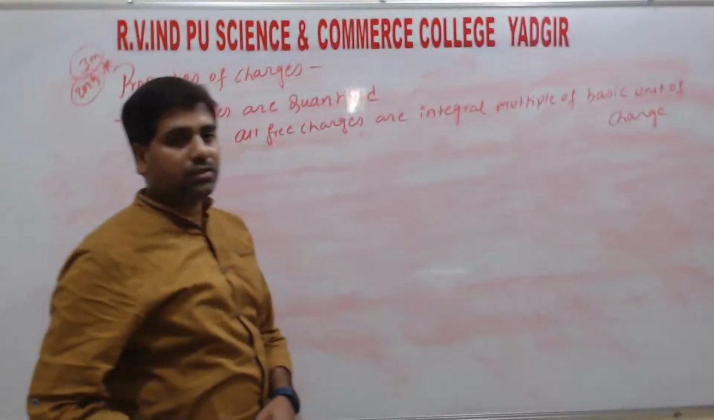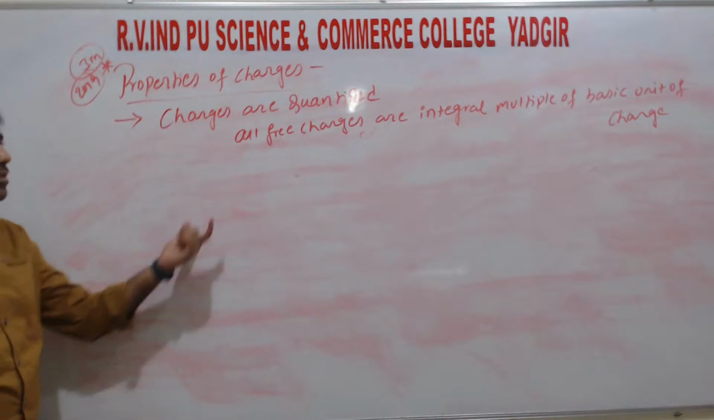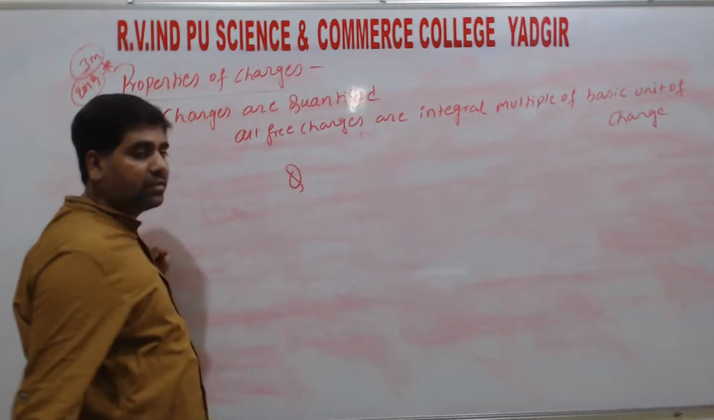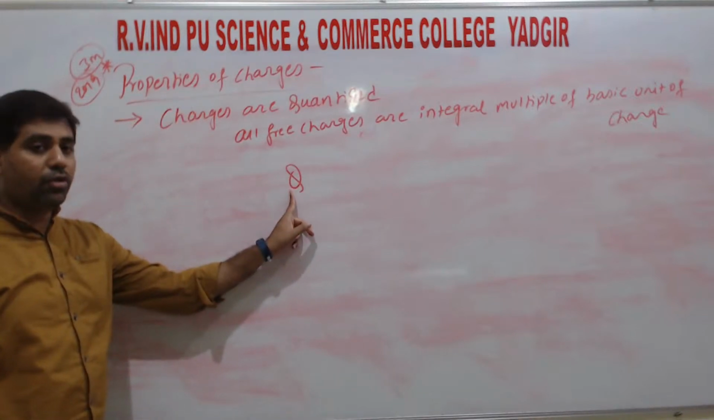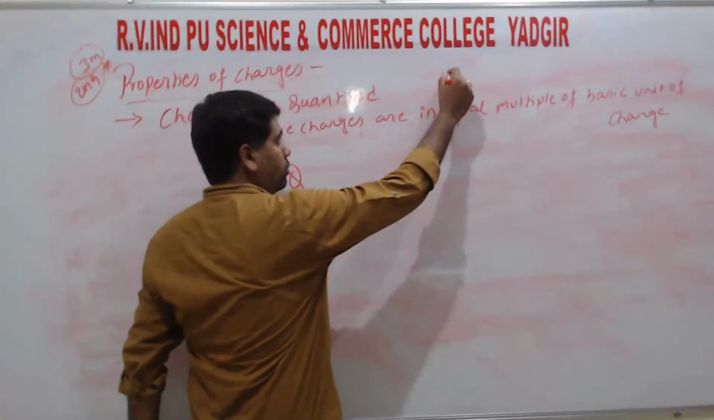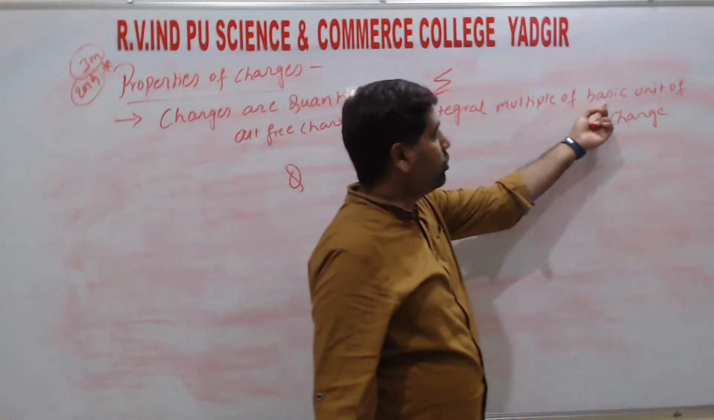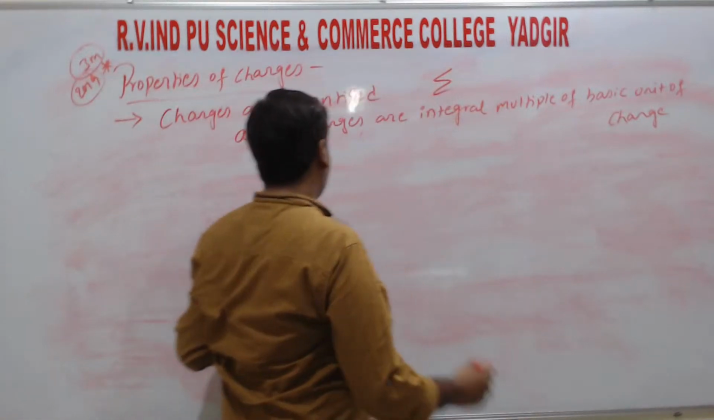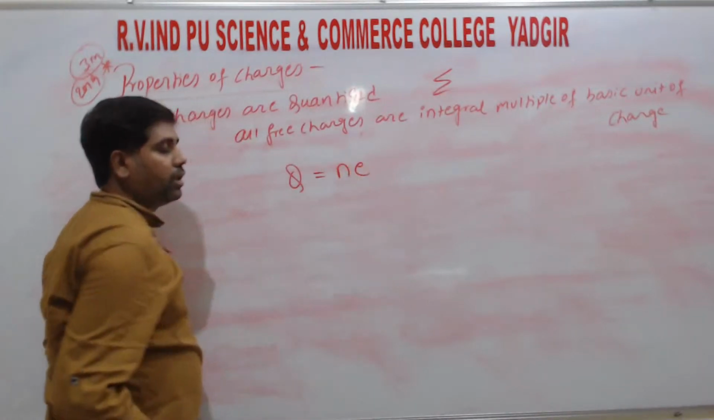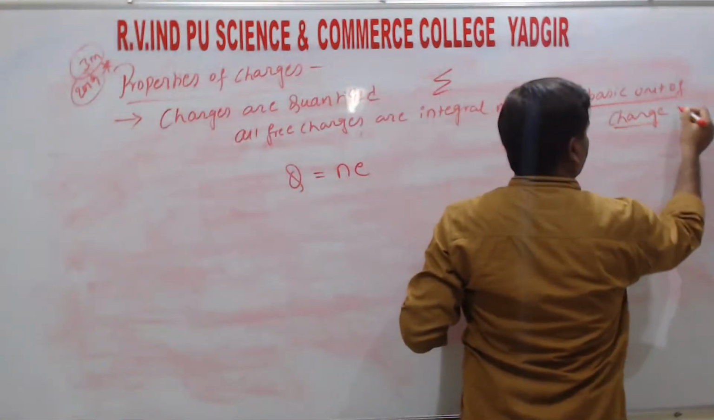So all free charges are the basic unit of charge. This one is saying the quantization. If we consider any charge Q, this charge Q is the integral or summation, that means the sum of all the basic units of charge. Then we can write Q is equal to N into E. Here the basic unit of charge is E.